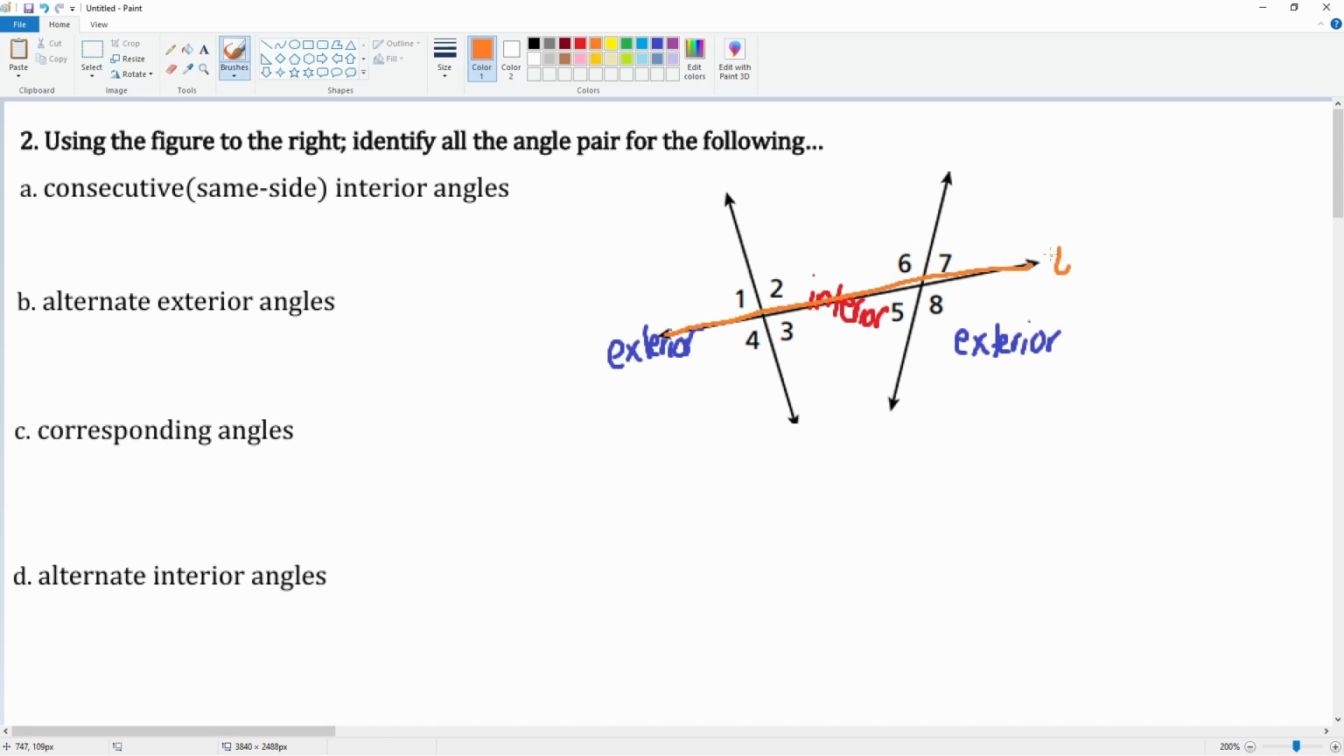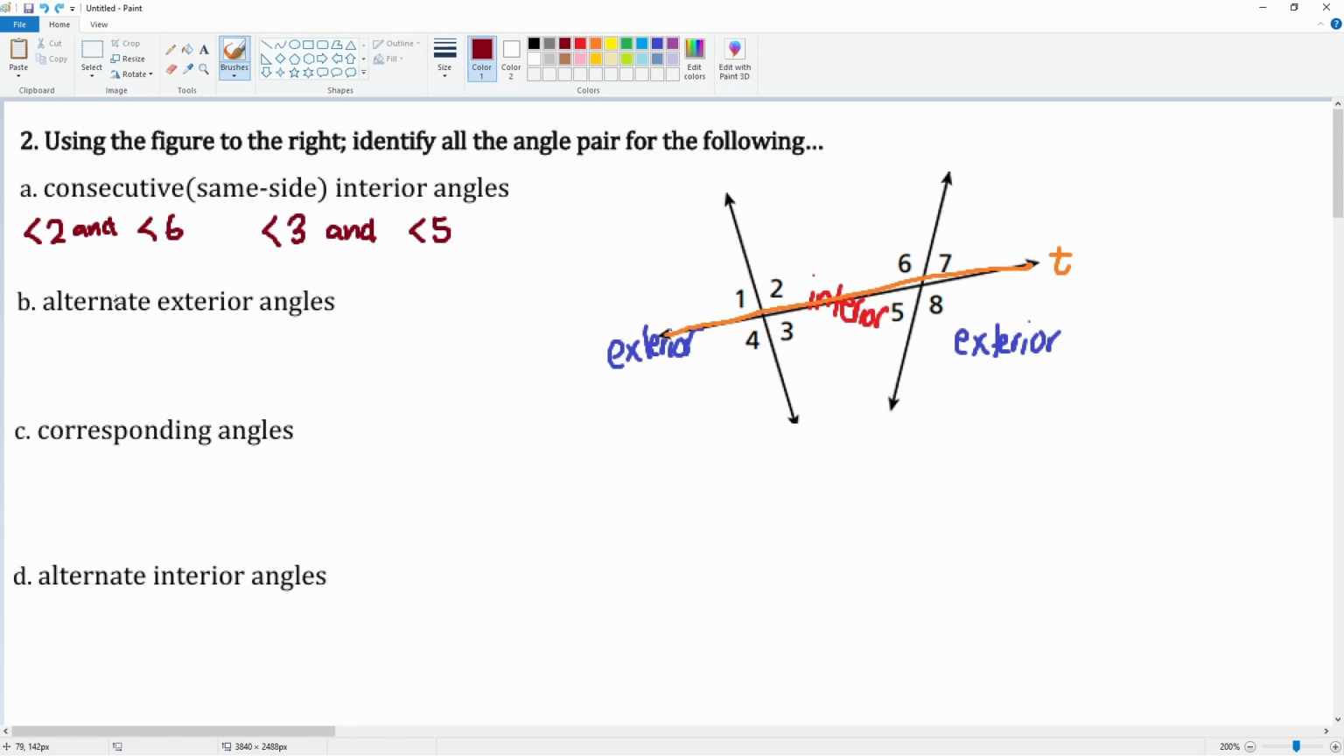Okay. Here you can now get the pairs. First of all, the consecutive or same side interior would be angle 2 and angle 6, because notice they're both on the same side and they're interior. Also, angle 3 and angle 5 are also same side consecutive interior angles.